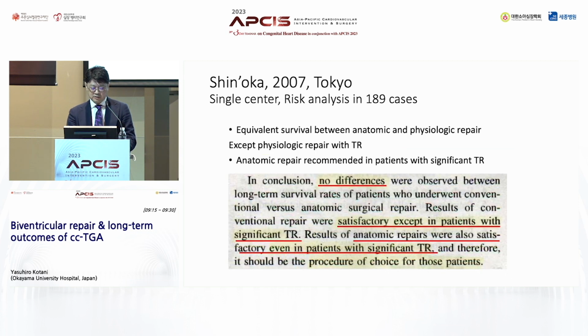So this is a study from Tokyo, Japan, which included 189 cases. This study showed equivalent survival between anatomic and physiologic repair, and they recommended anatomic repair for patients with a significant TR.